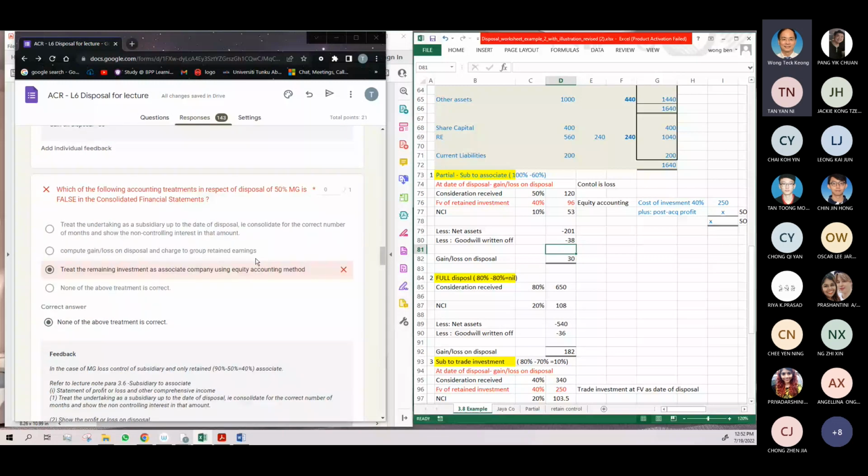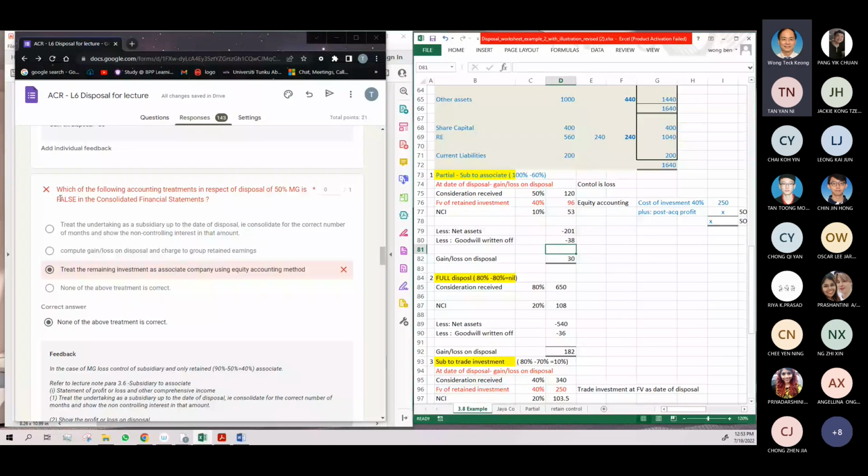So this one, quite a number of students get it wrong. Because the question is: which of the following accounting treatments in respect of disposal of 50% of Energy is false. It means they want you to find out the wrong answer. The wrong answer is the correct answer. What is wrong? The first one, treat the undertaking as a subsidiary up to the day of disposal. Yes, up to the day of disposal you are still a subsidiary, still a 90% subsidiary. So the first one is correct, but it is the incorrect answer because they want the wrong answer.